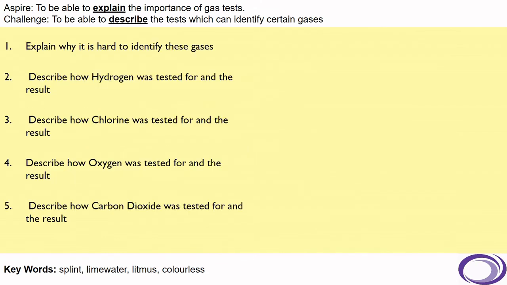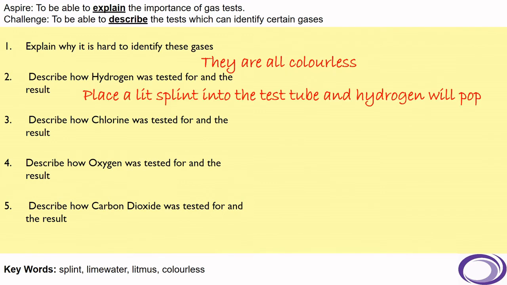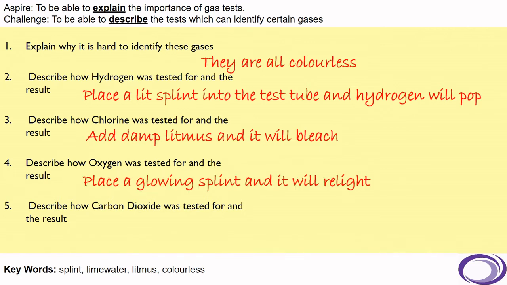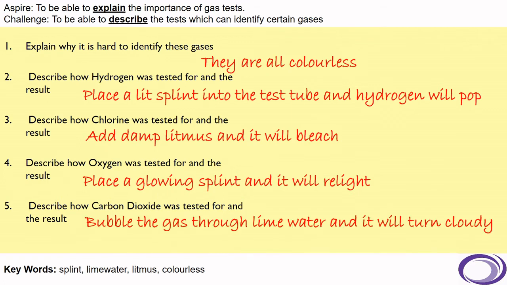Let's check our answers. For the first one, they're all colourless gases. To test for hydrogen, you place a lit splint into the test tube and you will hear a popping sound. To test for chlorine, you add damp litmus and it will bleach. To test for oxygen, you place a glowing splint into the oxygen and it will relight. And to test for carbon dioxide, we'll bubble the gas through lime water and it will turn cloudy.